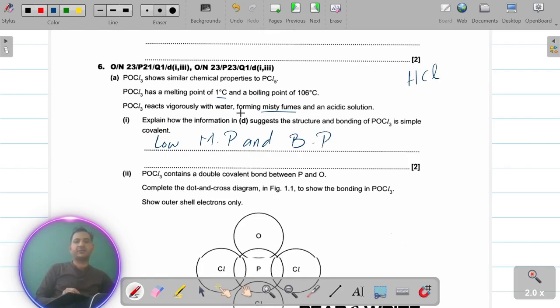Other, it reacts with water. It means there is hydrolysis. POCl3, PO, sorry, is capital. POCl3 went through a hydrolysis reaction. So hydrolysis, okay. And we can see it here, okay. It is reacting with water, okay.